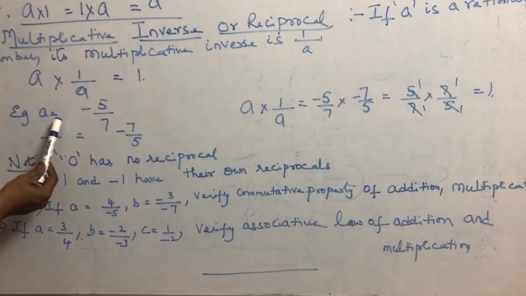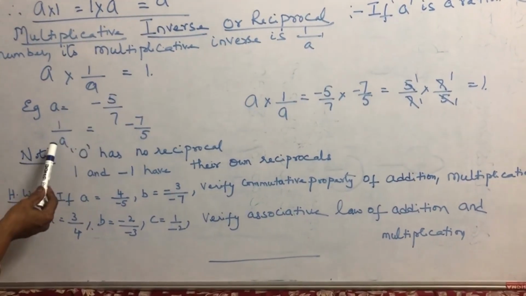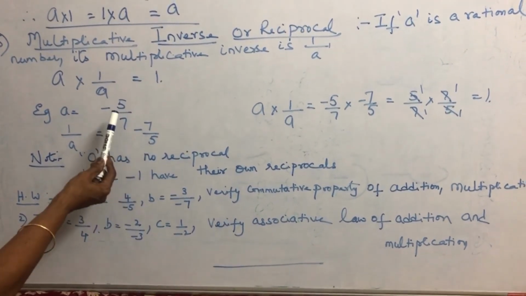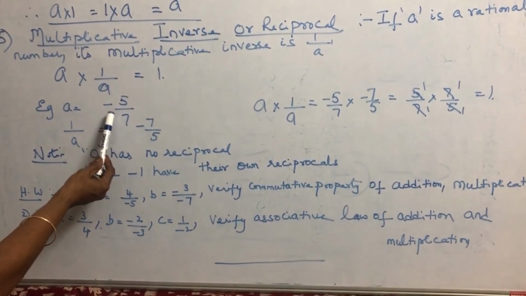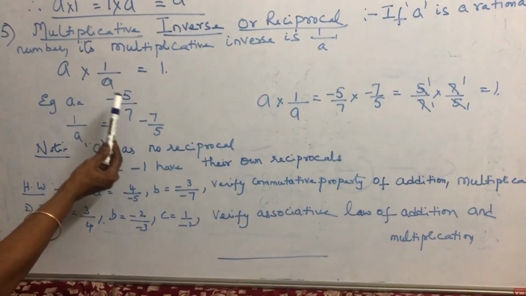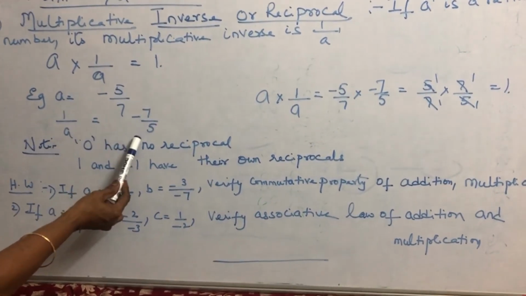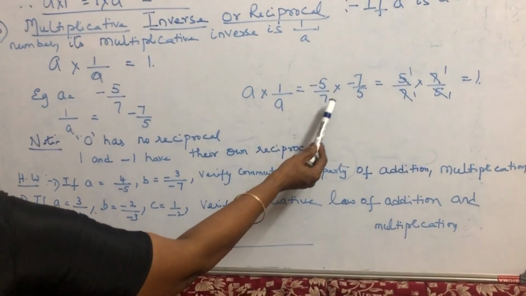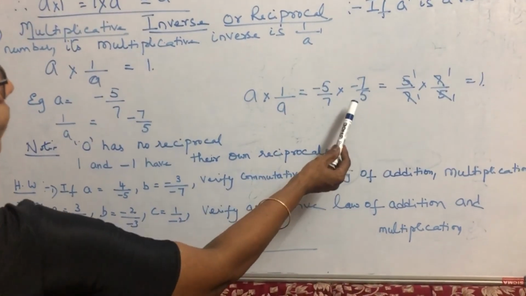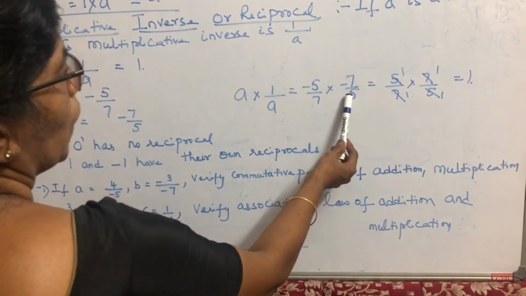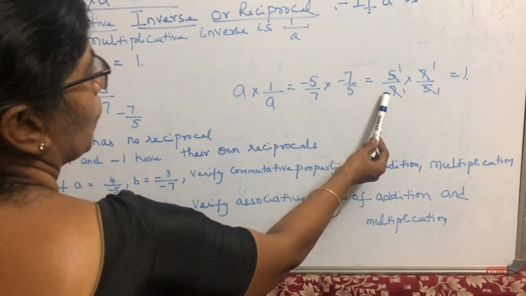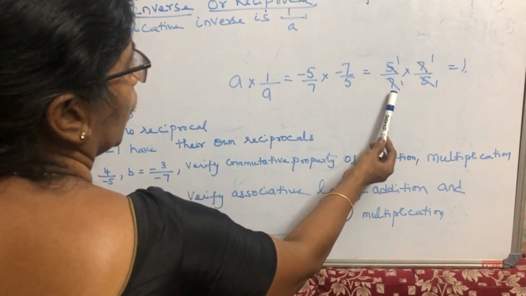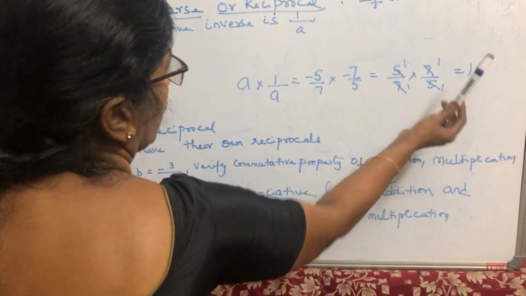Example, A is equal to minus 5 by 7. 1 by A is equal to minus 7 by 5. The rational remains the same. If it is positive, it will be positive. If it is negative, it will be negative. A into 1 by A: minus 5 by 7 into minus 7 by 5. Minus into minus is plus. And you have a chance for simplification by cancelling the numerator and denominator. The final value is 1.